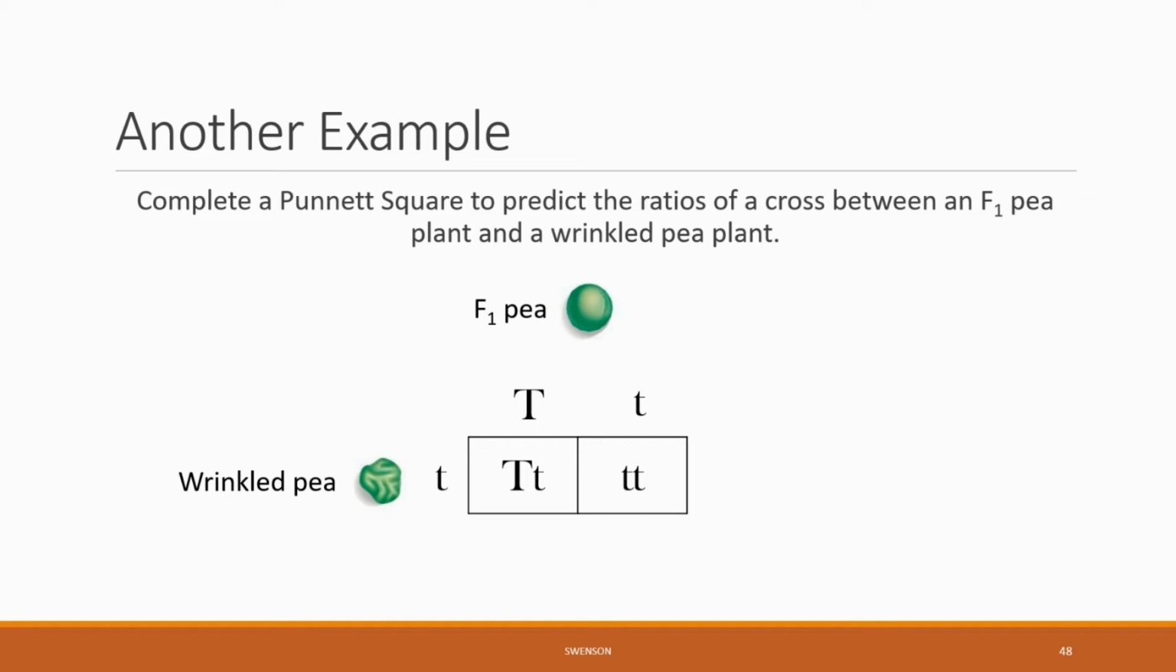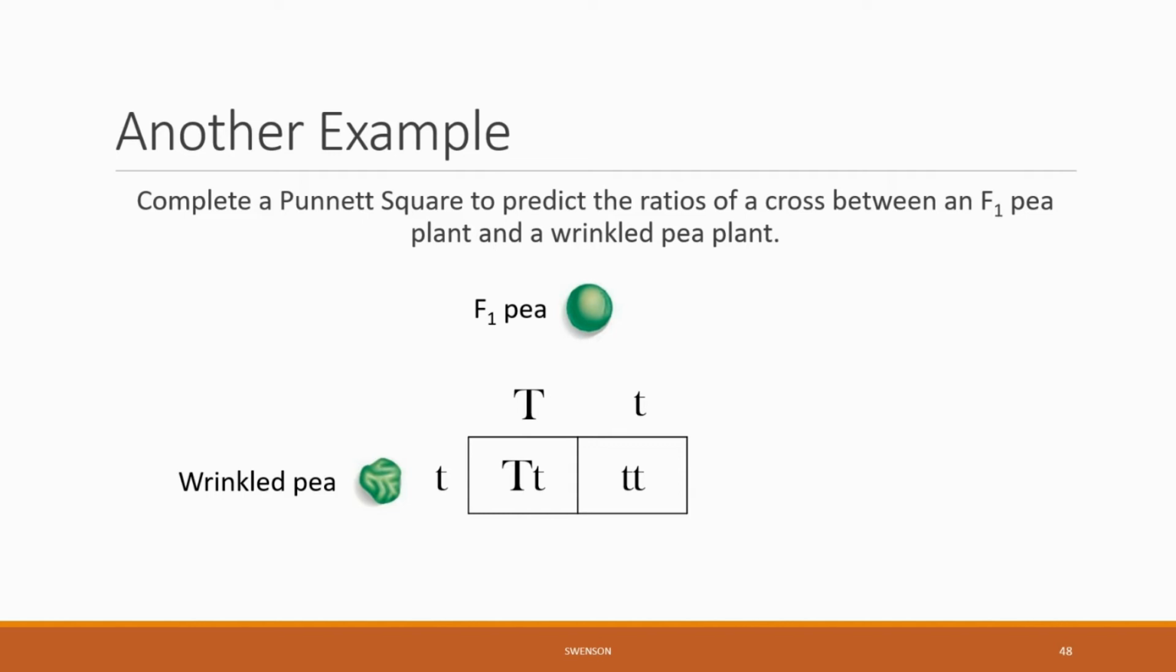Okay, so again, the F1 pea we know is a heterozygote with a capital T allele and a lowercase t allele. The wrinkled pea cannot have a capital T allele and is therefore 2 lowercase t's. We only write 1 t down for the wrinkled pea because the second row of lowercase t's will give the exact same result and therefore will have the same ratios.